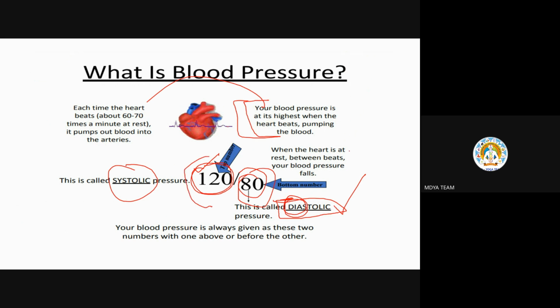And when the heart is at rest, in normal resting condition, between beats, like one time lub and other time dub.